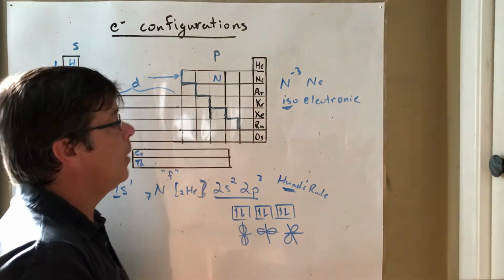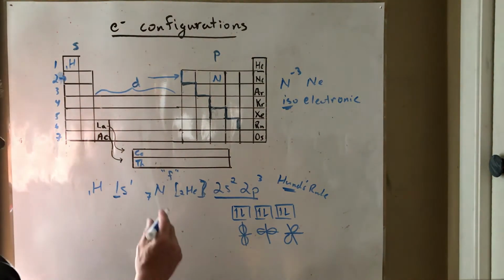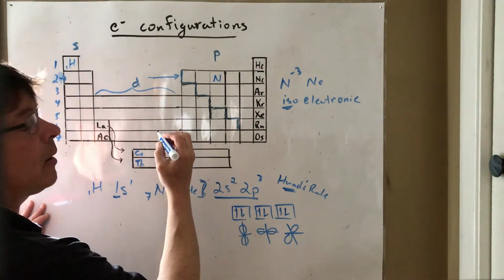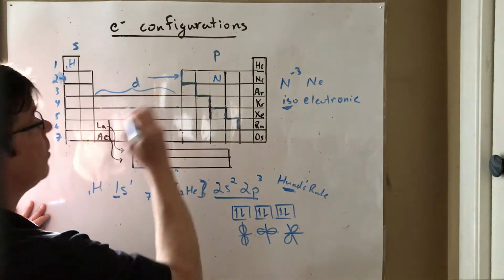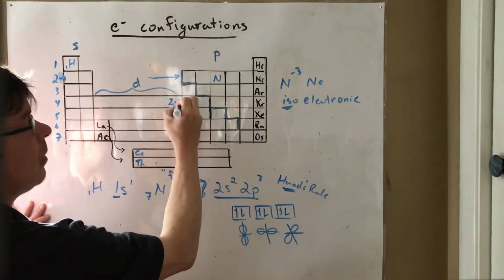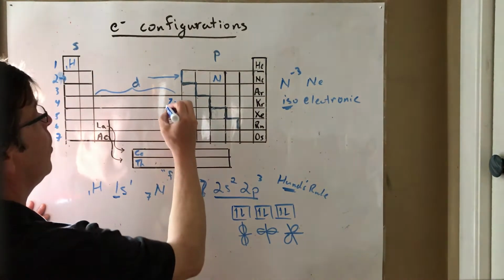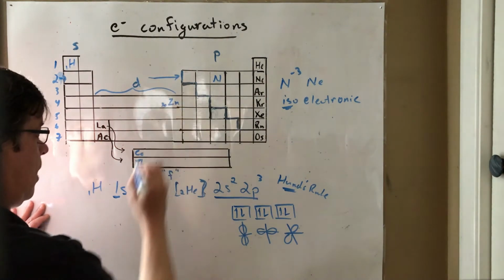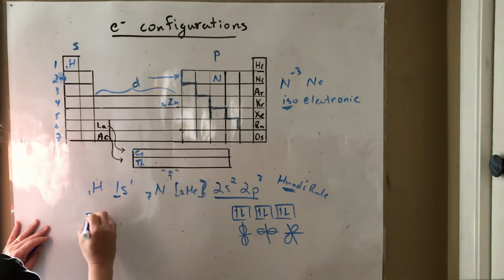All right, let's look at another one. Let's look at a guy in here somewhere. Let's look at zinc. Zinc's right here. All right, zinc has 30 electrons.